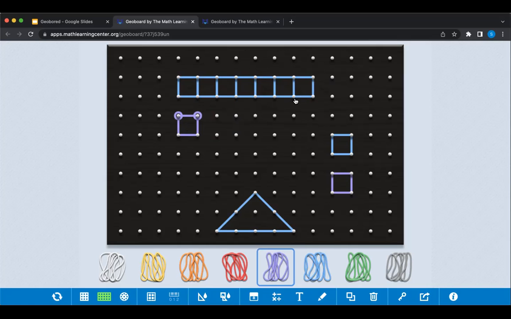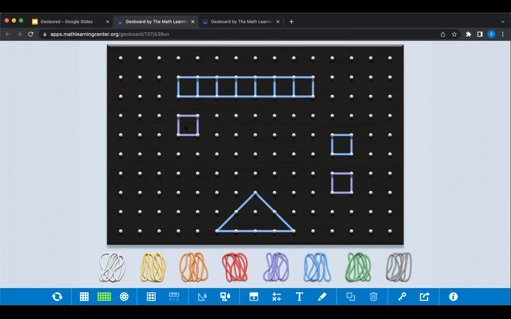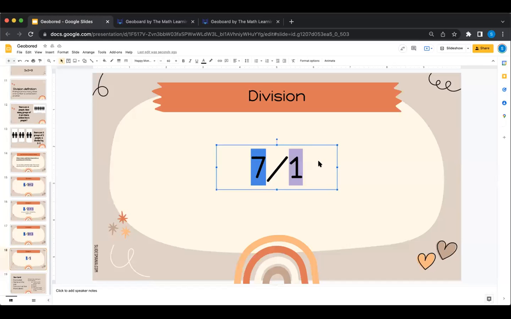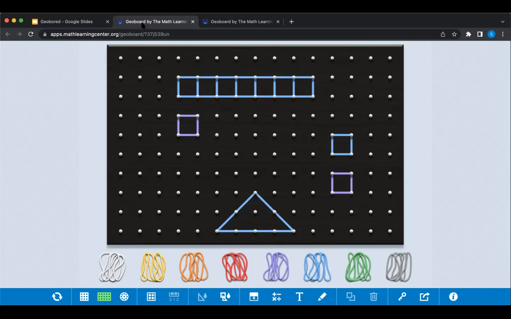Does one friend want to share out what they got? 7. Who else got 7? Raise your hand. Awesome. So 7 divided by the 1 purple square equals 7. It fits 7 times. Great job, my friends, using your GeoBoards today.